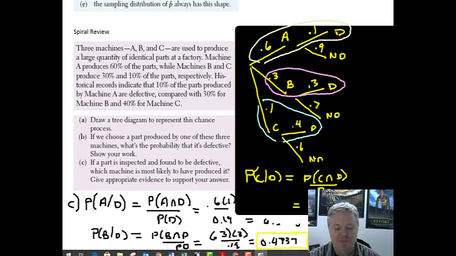So the one with the highest probability would be machine B, because it gives us the highest probability of producing a defective part. So B likely produced it if we picked one that was defective.